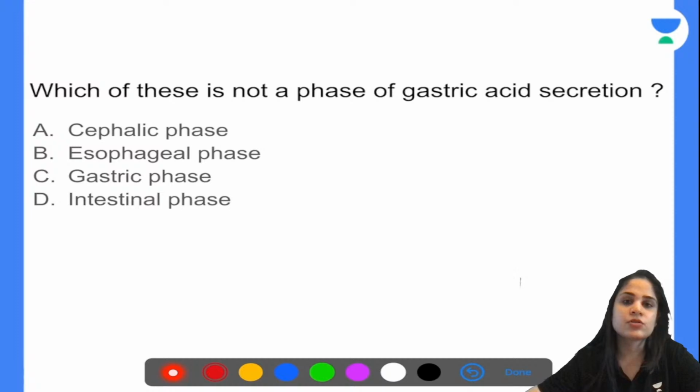Which of these is not a phase of gastric acid secretion? Cephalic phase, esophageal phase, gastric phase, intestinal phase.